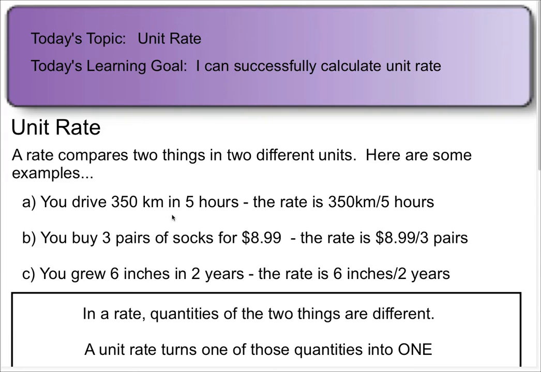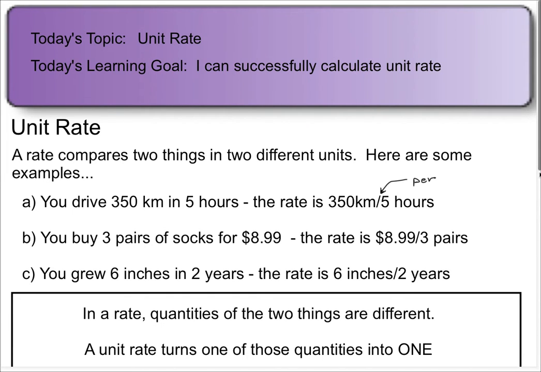You drive 350 kilometers in 5 hours. The way we would say that as a rate is 350 kilometers per 5 hours. You buy 3 pairs of socks for $8.99. So the rate is $8.99 per 3 pairs of socks. Just so that you know, we say per when we read that little line. The last one: you grew 6 inches in 2 years. The rate is 6 inches per 2 years. That little slash is always per.